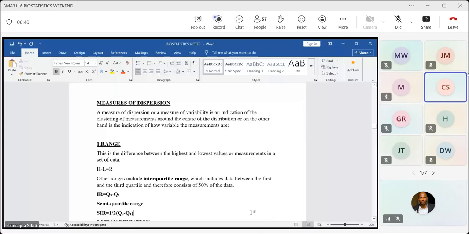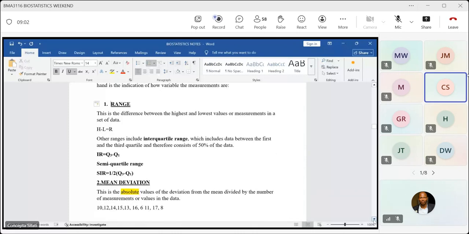So let's look at the parameters for measures of dispersion. The first one is the range. When we talk about the range, we talk about the difference between the highest and the lowest values in a set of data. That gives us the range. So if you have data, for example, this one here, can we write down that data?